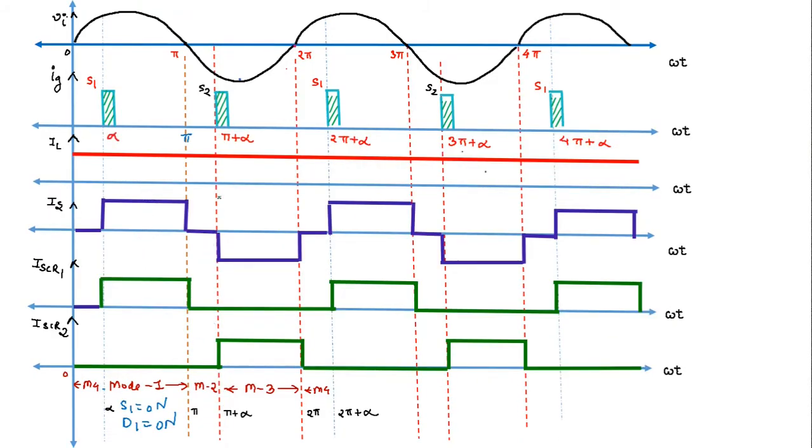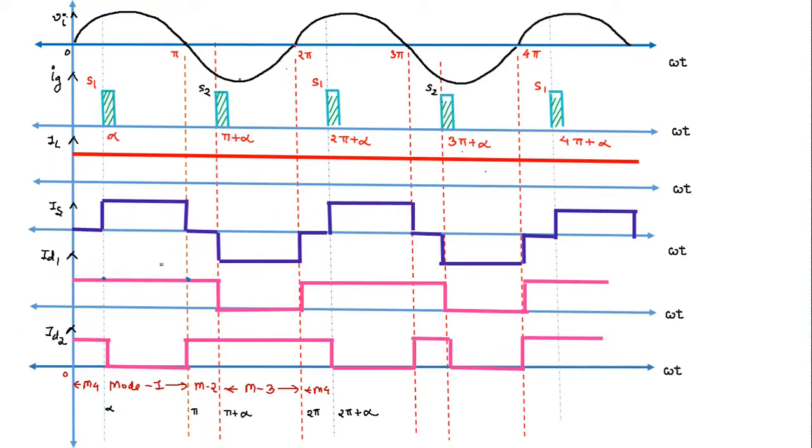Mode number 2 goes from omega t equal to pi to omega t equal to pi plus alpha. So between these instances the negative half cycle comes into the circuit. What happens? The source is disconnected from the load, therefore the source current will become 0 here, and SCR1 will go into the off condition, therefore SCR current will also be equal to 0. And since SCR2 is not working here, SCR2 current will also be taken as 0.